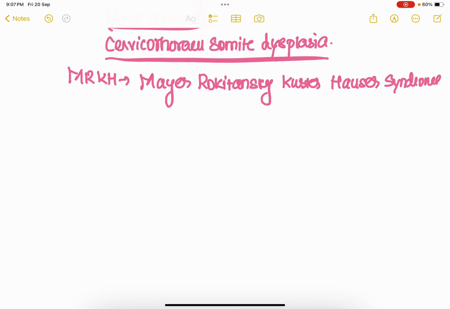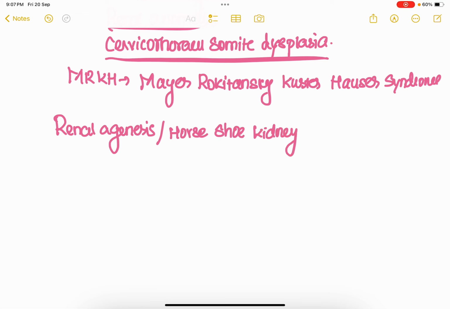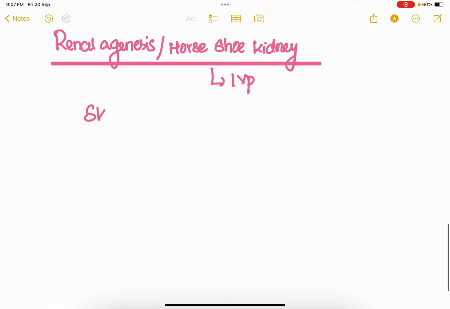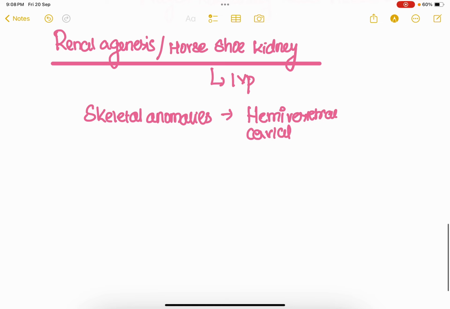What are the renal anomalies? The renal anomalies can be any kind of renal agenesis, absence of development of the renal system, or horseshoe kidney. There is an anomaly in kidney that is termed as horseshoe kidney. Those are the renal anomalies. So in order to find these renal anomalies, what is the investigation of choice? We have to do intravenous pyelogram. Okay, and then we have skeletal anomalies as well. What are those skeletal anomalies? So the skeletal anomalies are going to be hemivertebrae. What do you mean by hemivertebrae? Only half of the vertebrae is going to be present. So hemivertebrae and cervical somites.